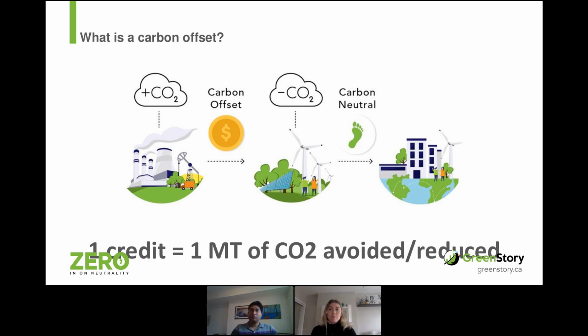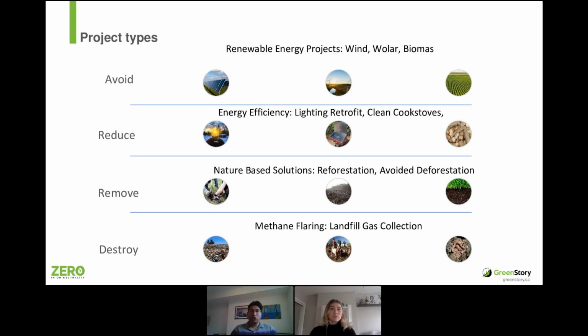Could you tell us a little bit about the different types of carbon offset projects that are available? Right. So there are a lot of different carbon offset projects, and the easiest way to understand them is thinking about how they avoid or reduce emissions. So based on how they tackle emissions, you can divide them into four main types.